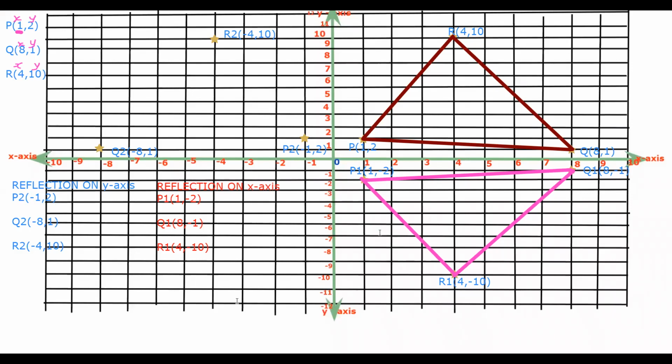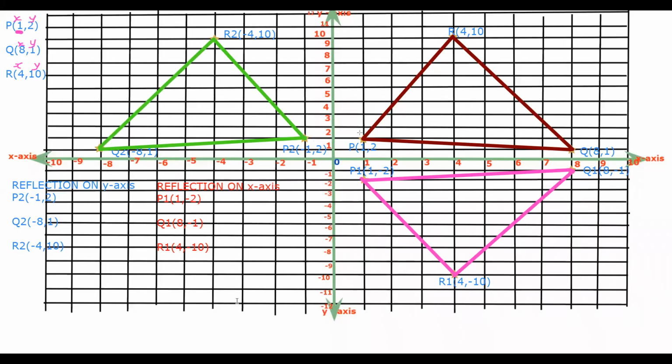Now, when you're done, you join the points together to form a triangle. Okay, so you're going to join the points together to form a triangle. So I'll first join the point Q2 and P2. Okay, good. Then I'll join the R2 and the P2. Then I'll join the points R2 and the Q2. Okay, good.